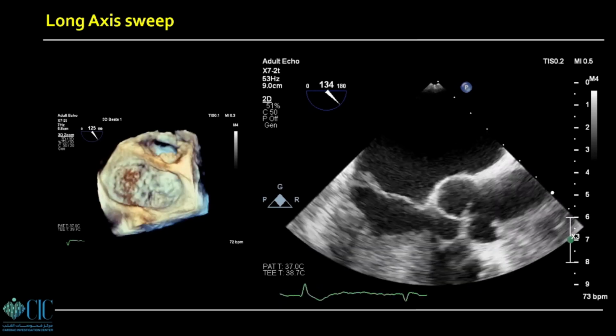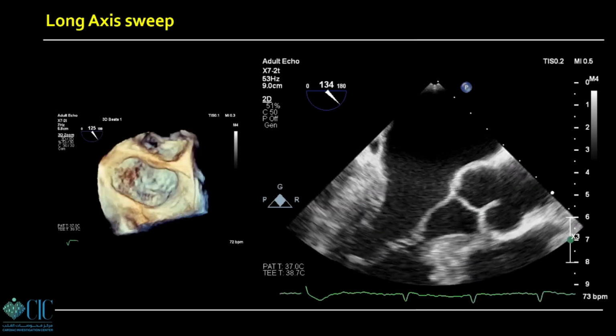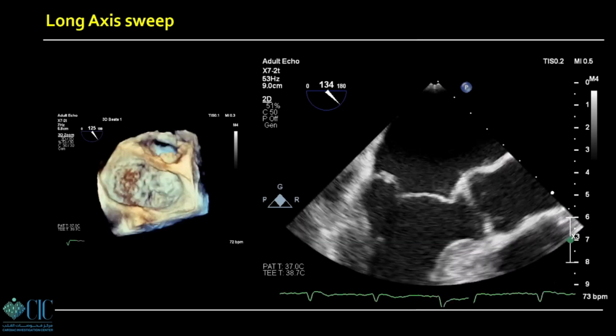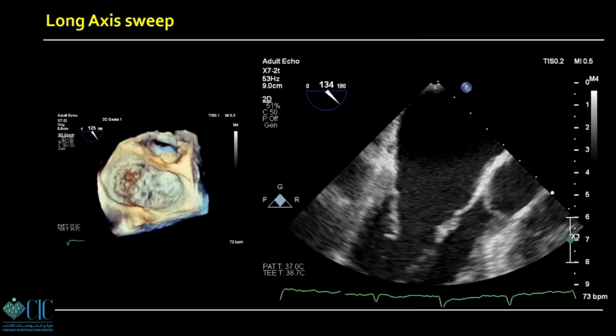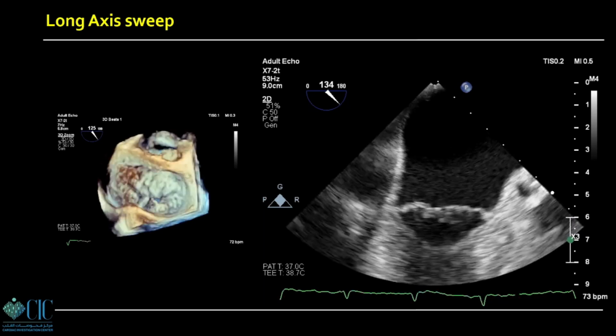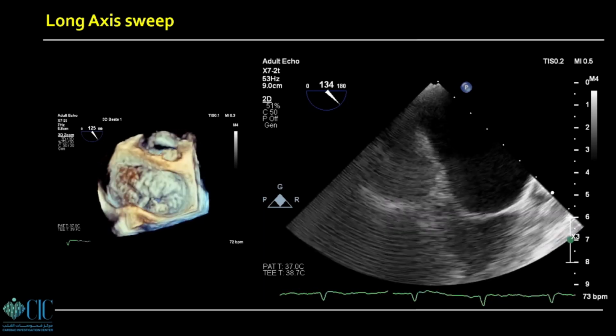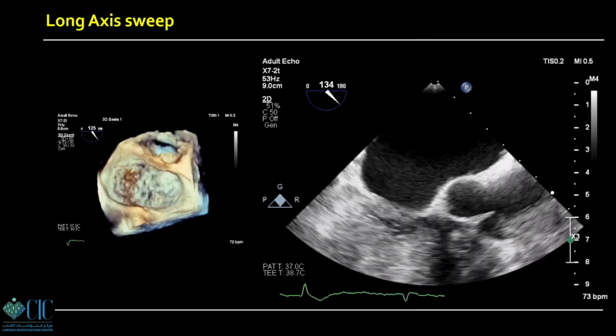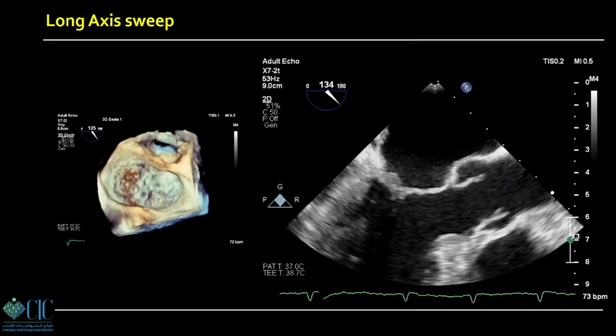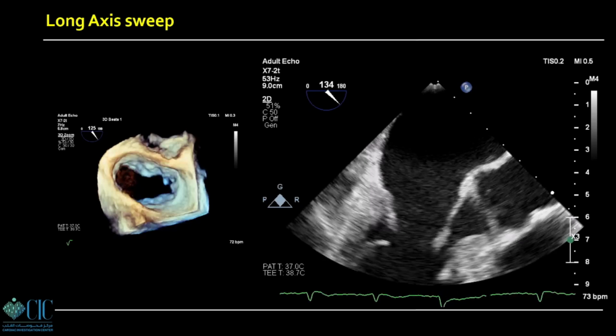This is called the long axis sweep. You start by the long axis, and then you don't do anything unless you just turn the probe to the right and left. Don't play with the angle. The angle is the same, 134. Everything is the same. But start by the straight long axis view, and then sweep from side to side.